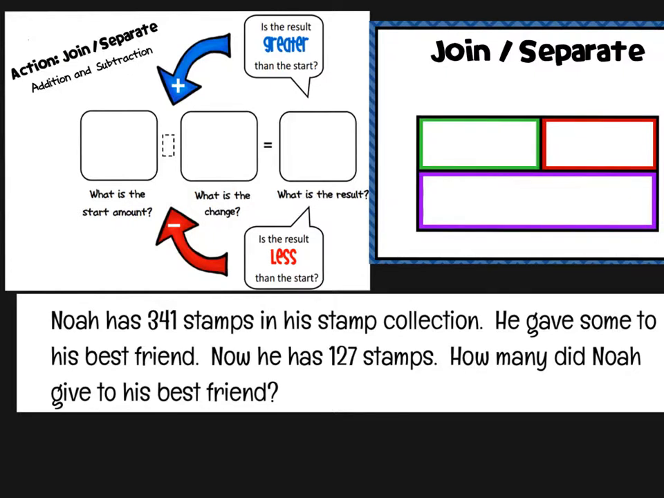Okay, so I want to start at the beginning. I'm going to look and see what numbers I have available. Let's see. It says Noah has 341 stamps. Okay, circle that. He gave some to his best friend. Okay, well, if he gave stamps away, am I adding or subtracting? Good, I'm subtracting. So on top of gave here, I'm putting a subtraction sign. He gave some, okay, put the brakes on. Some, what does some mean? Is some a number? No, it isn't. So what am I going to put there? Good job, the question mark. That is my unknown. So there's my question mark.